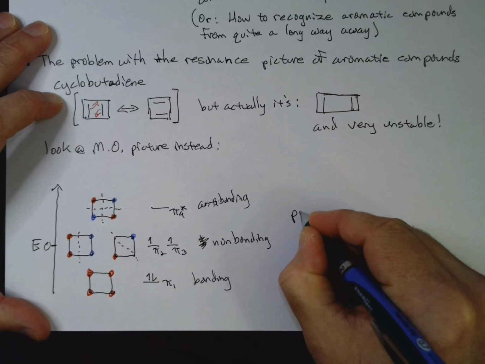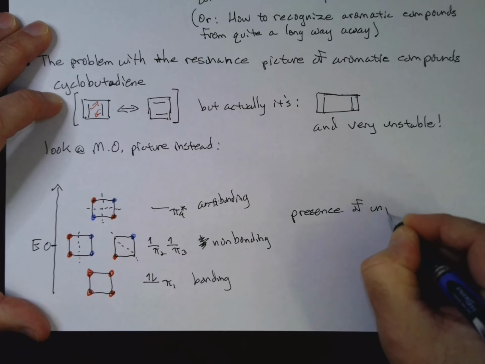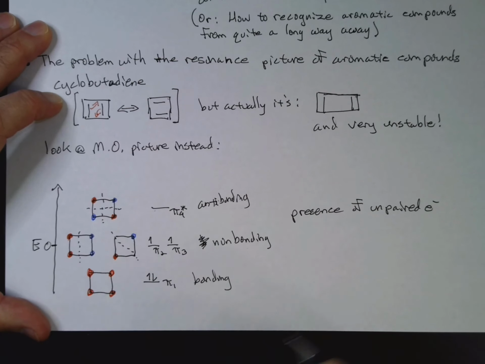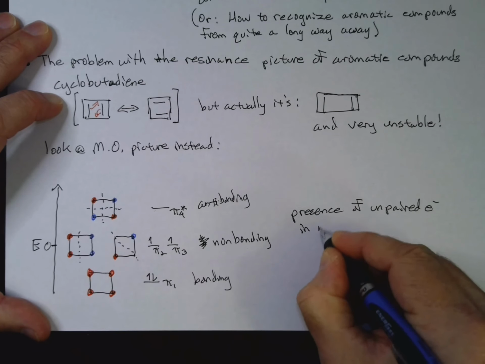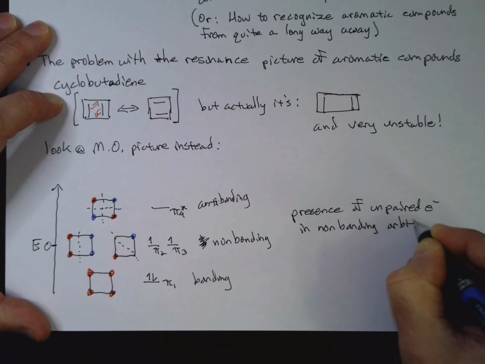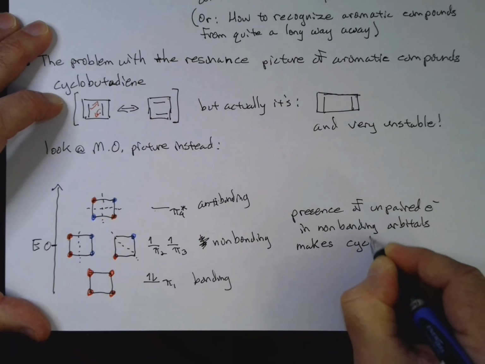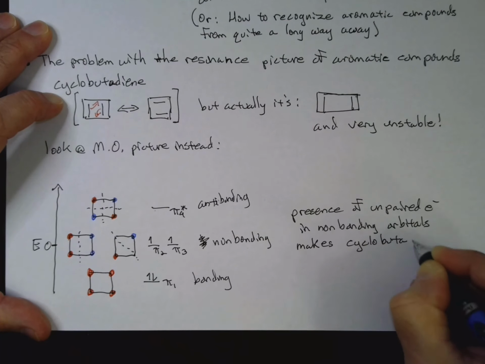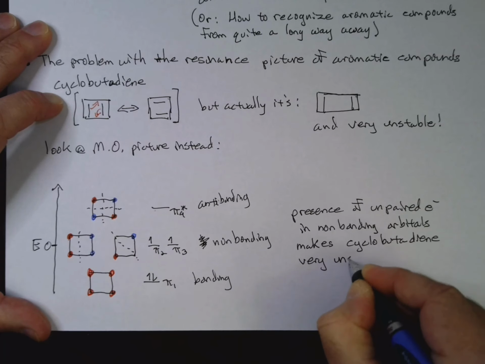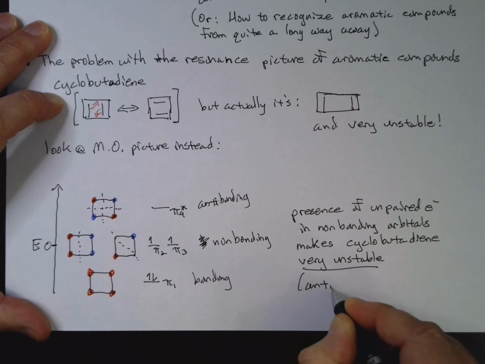And it's the presence of these unpaired electrons in the non-bonding orbitals that make cyclobutadiene so unstable. So I'm going to just write that here. Presence of unpaired electrons, again they're unpaired because remember they spread out before they pair up, in non-bonding orbitals makes cyclobutadiene very unstable. And we call that anti-aromatic.